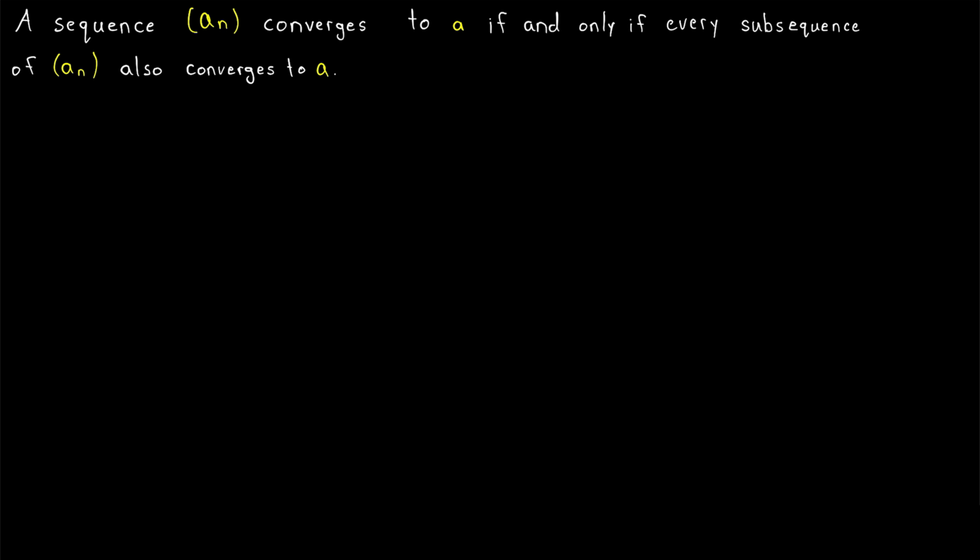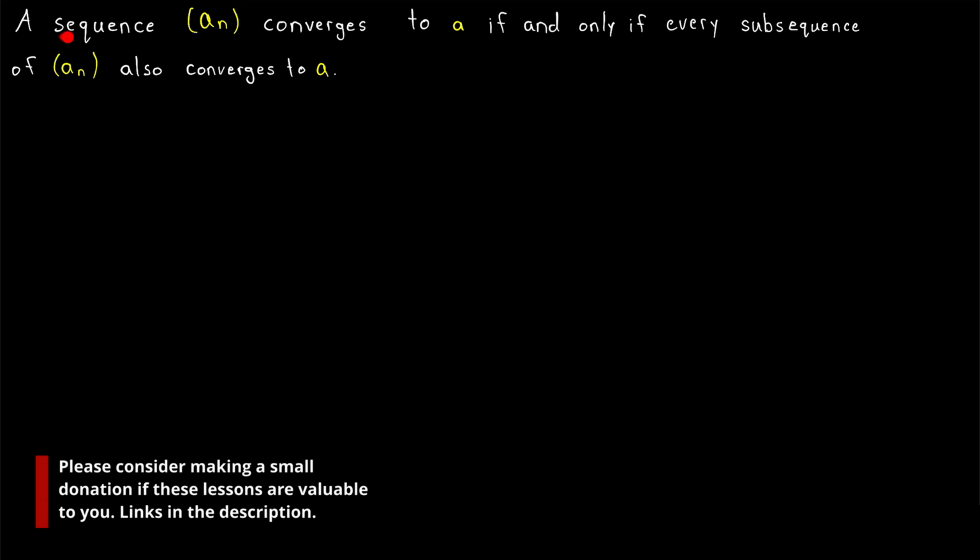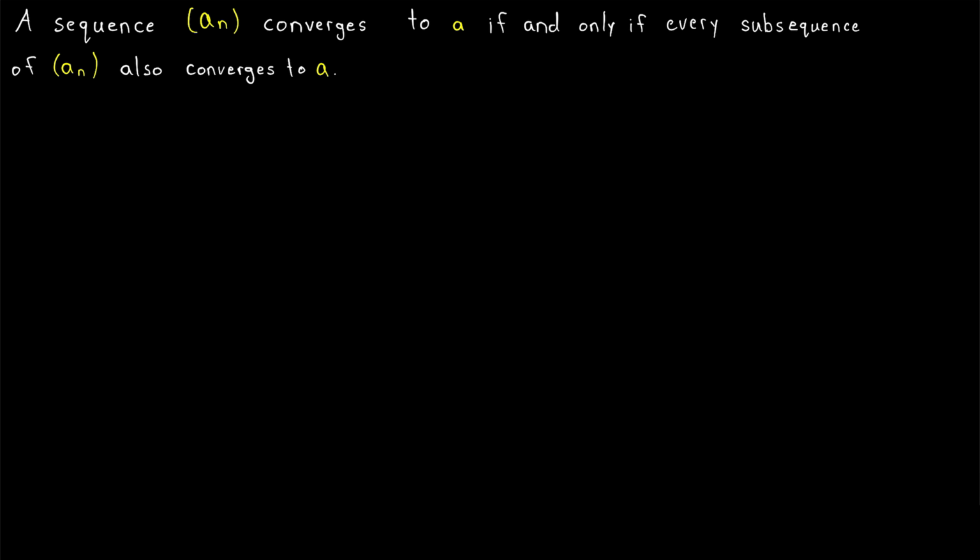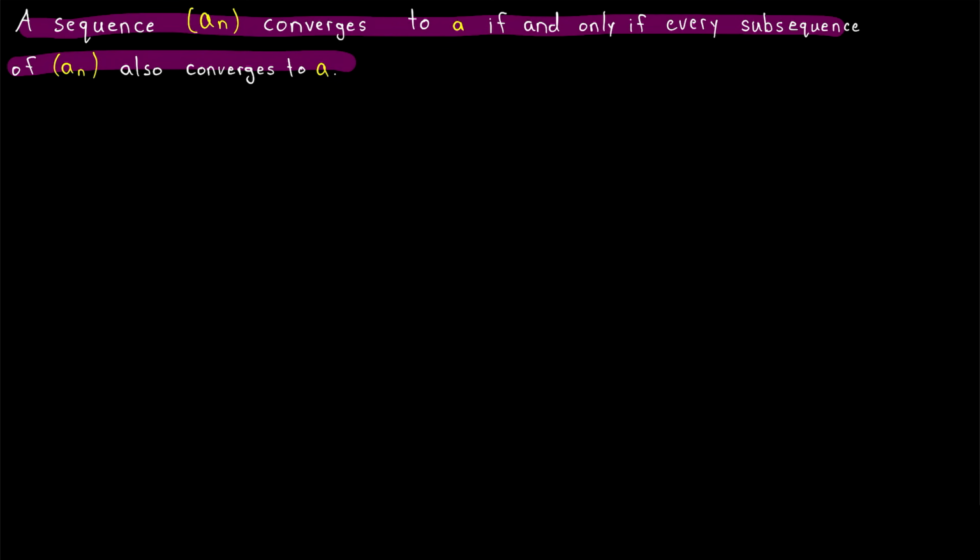In a previous lesson, we proved that a sequence converges to a limit if and only if all of its subsequences also converge to that same limit. And I'll leave a link in the description to the lesson where we prove that. What we'll talk about today is how this theorem gives us a very slick way to prove that a sequence diverges, and we'll see a couple of examples of how to do that at the end of the lesson.